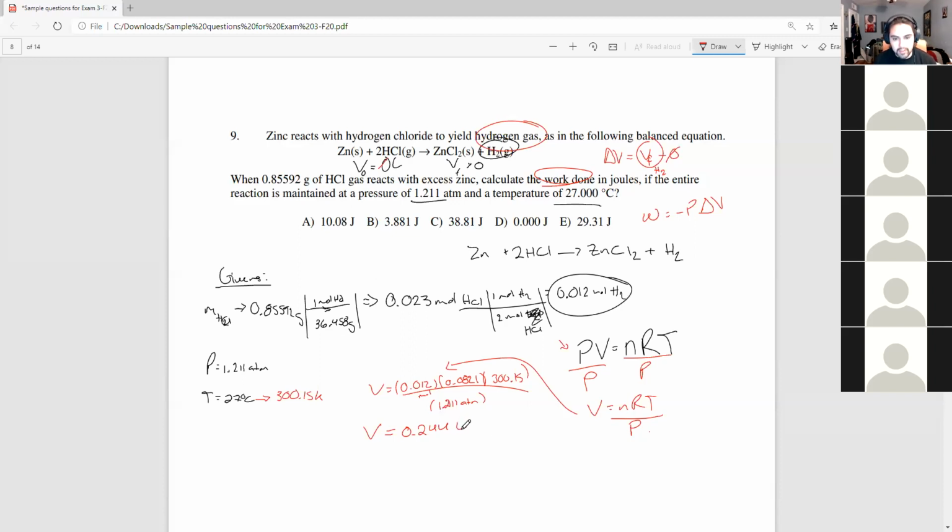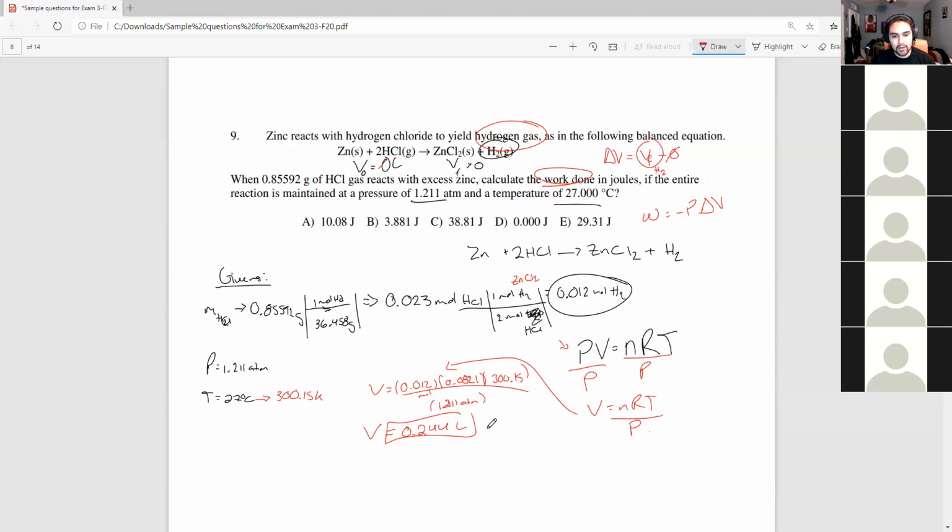Okay, so this is liters, right? You should technically have the same answer. I'm not guaranteeing it. If I were to use zinc chloride as an example, the ratio is still the same, so you would still have the same number of moles, and so technically the same volume.